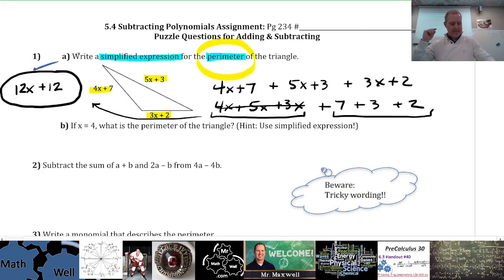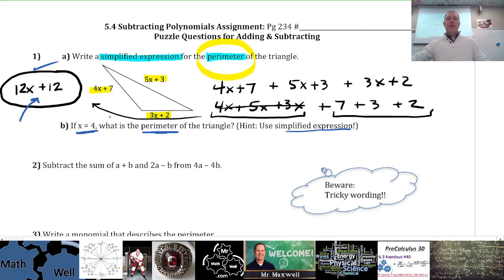Okay. Now, if x is equal to 4, what is the actual perimeter of the triangle? Hint, use the simplified expression. I don't know if we've seen a question exactly like this yet, but if you have an expression, which is a mathematical description of what the perimeter looks like, and you know what the unknown x is, then you can find the real perimeter.